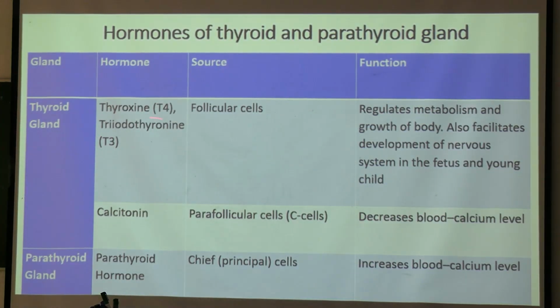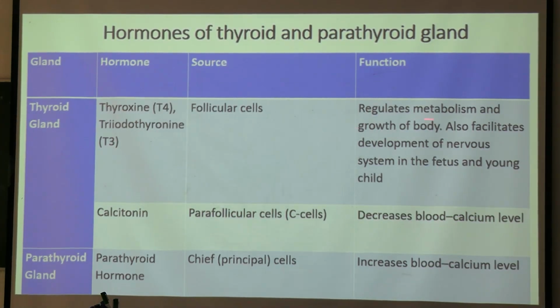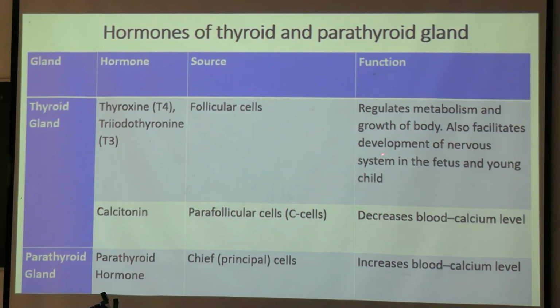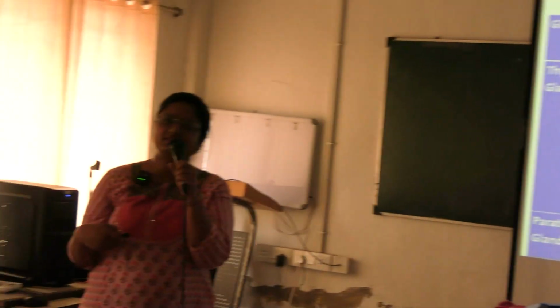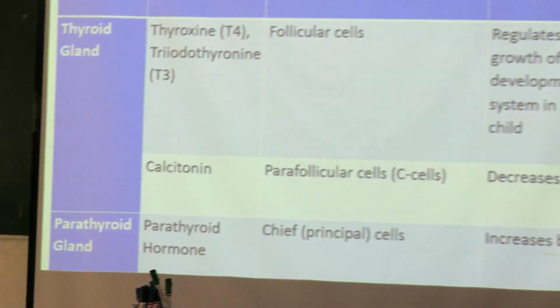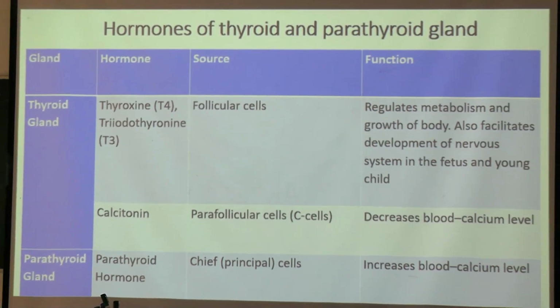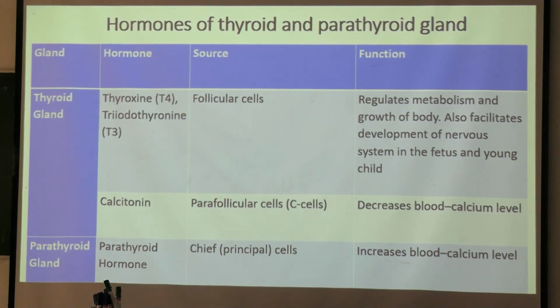So thyroid gland secretes T4 and T3, secreted by follicular cells. Thyroid gland regulates the metabolism and growth of the body and also facilitates development of the nervous system in fetus and young child. That's why cretinism occurs if thyroid hormone deficiency is there in a young child. Mental retardation and proper growth is not present in those children. Next, calcitonin is secreted by parafollicular C cells, and it decreases the blood calcium level.